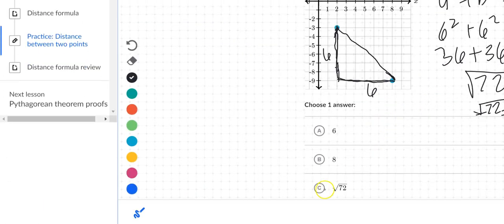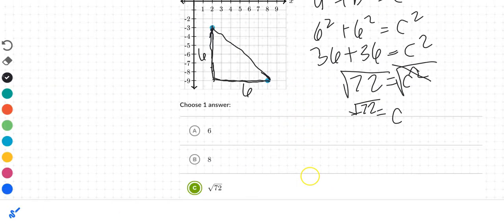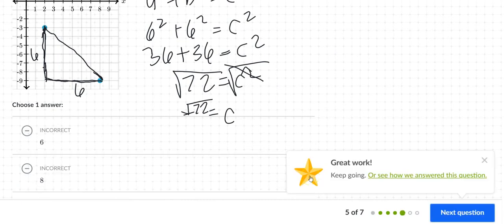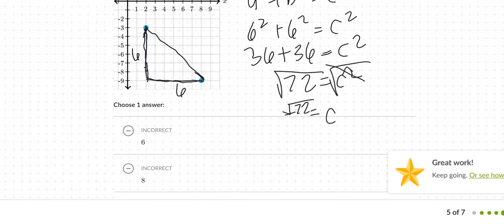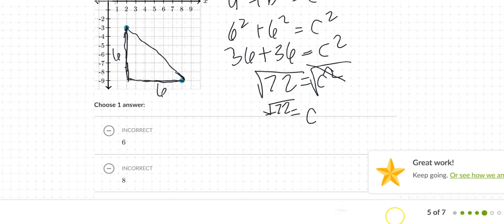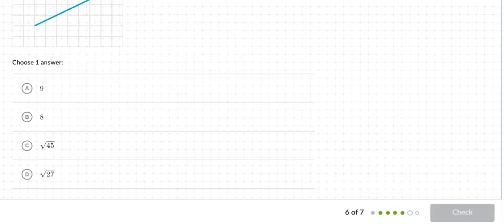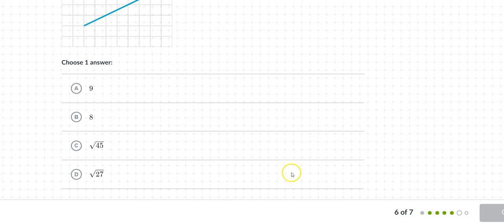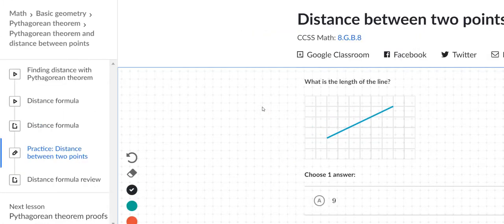And let's see if that's right. Awesome. Okay, so hopefully these problems give you a little bit more of an understanding of how to solve these problems.